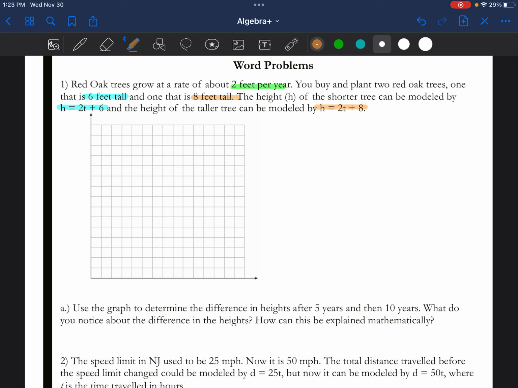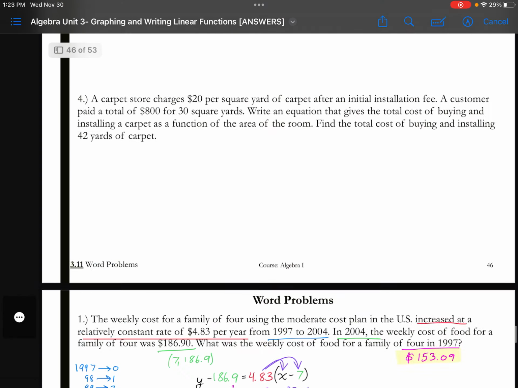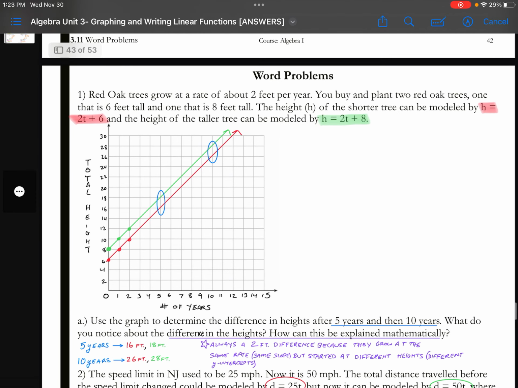This is the same thing as last time that we were doing the previous problem, right? You're going to go ahead and graph it. I'm going to reveal that graph in just a second. But take a look at the bottom. The bottom says use the graph to determine the difference in heights after 5 years, then 10 years. What do you notice about the difference in the heights? How can this be explained mathematically? So I'm going to jump right to the answer because I want you to see how you would describe a problem like this.